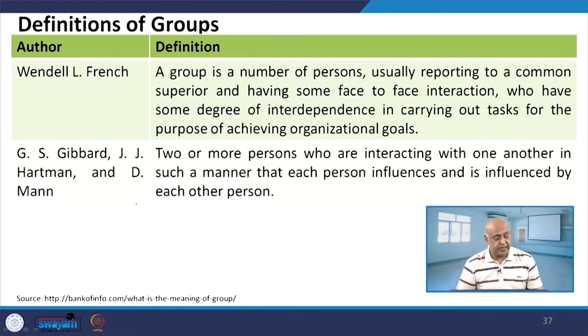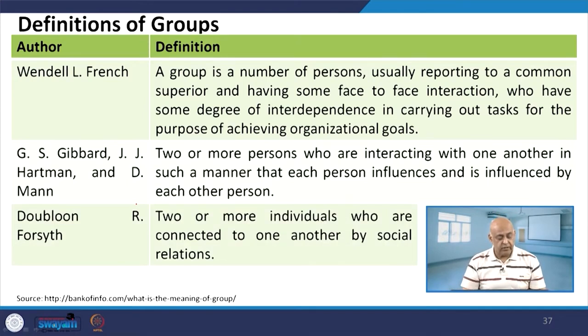Now, G.S. Gibbard, J.J. Hartman and D. Mann have given this definition: two or more persons who are interacting with one another in such a manner that each person influences and is influenced by each other person. This is also somewhat related to our leadership, where two persons, or more than two, are interacting with each other and influence is there. In the definition of leadership, we have talked about what leadership is: leadership is to influence the other, and here in these group members also they are influencing each other.